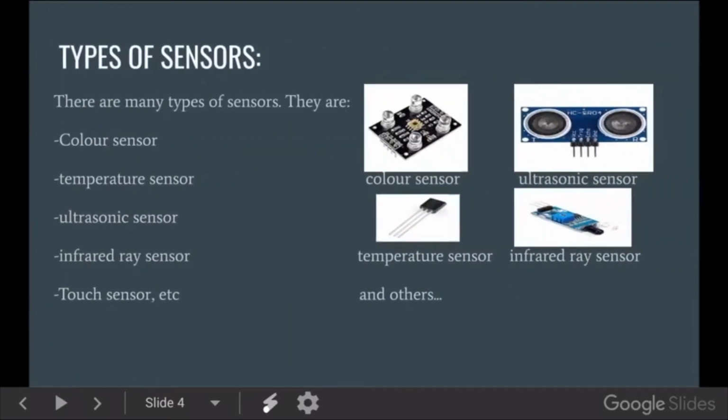There are many types of sensors. They are color sensor, temperature sensor, ultrasonic sensor, infrared ray sensor, touch sensor, etc. And these are how the sensors look. Different companies design them in a different way, but the working is the same. There is no difference in the working, but they are designed in a different manner. Suppose if we see Lego Mindstorms, the color sensor doesn't have 4 bulbs kind of things. It is just like a glass and some other stuff. Designing is completely different, but the working is the same.